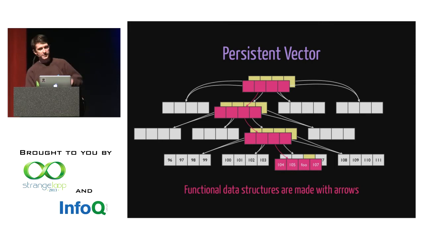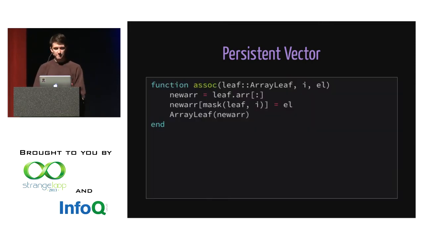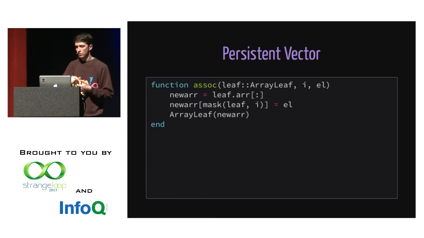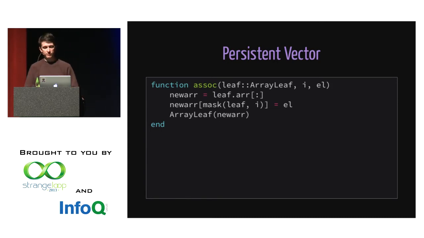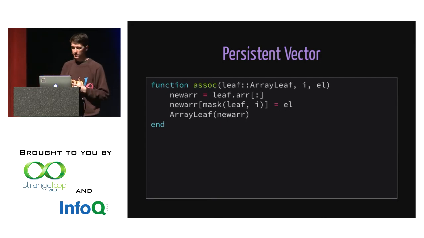Also, a quick thing, functional data structures are made with lots of arrows. So this is a pretty simple thing to actually code. If we're going to write our associate function for a leaf, all we do is copy the internal array. This bracket colon operation is like Python slice operations, just a way of copying an array and getting a new one back. Then in this new array that no one else has access to, we can actually do the mutating thing. So we just set the element in the proper slot, and then we create a new array leaf with that new array and we return it.